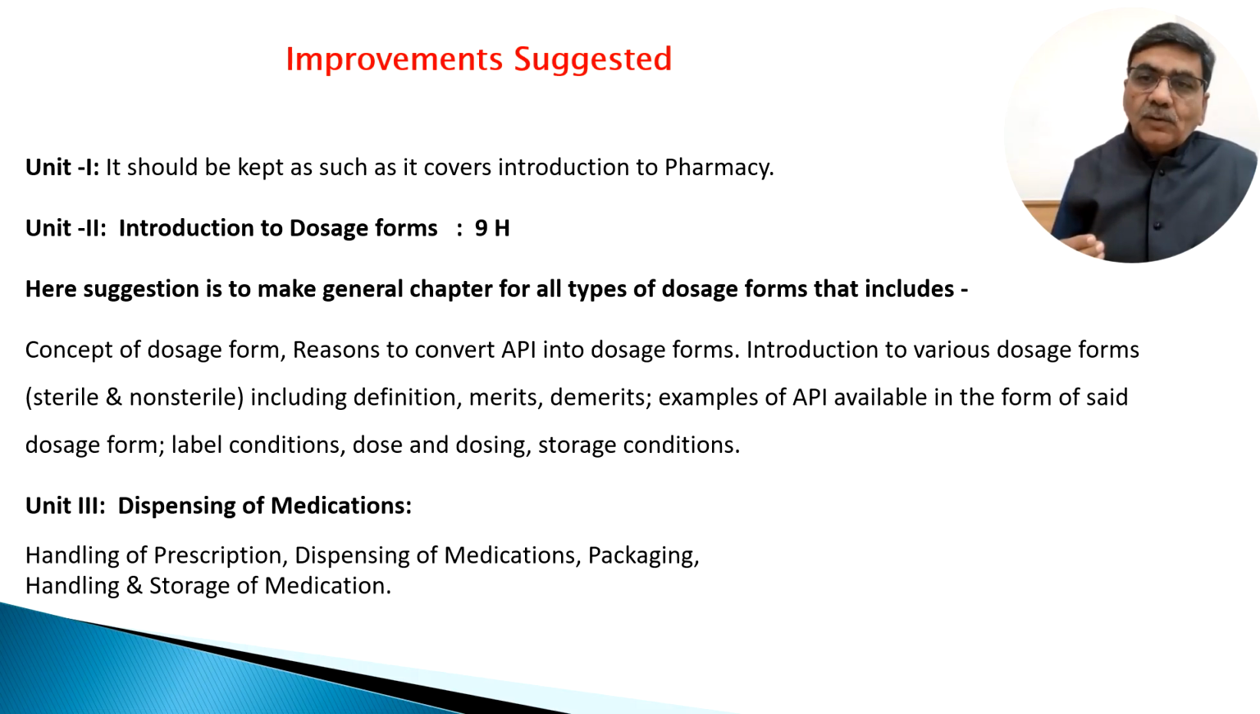Take the example of paracetamol: pediatric tablet, then adult tablet. Secondly, there are liquids, syrups and suspensions for pediatrics. Drops are there, injection is there, suppository is there. So why is that particular API formulated in different dosage forms, and how does the dose change, how does the method of administration change, how does the storage change? All these points can be covered in this. So it includes dosage form, label conditions, dose, change in dosing, storage conditions, likewise.